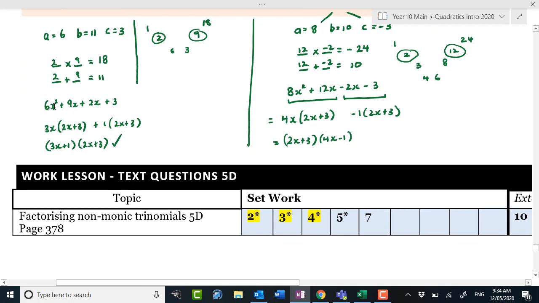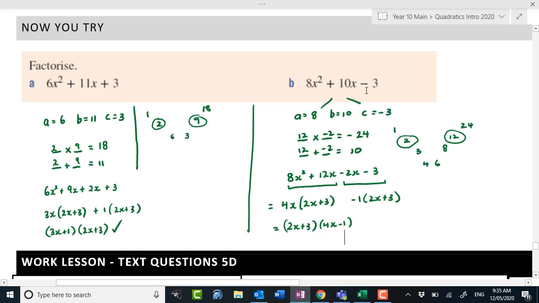I'm grouping those together. The highest common factor is 3x times 2x plus 3. When I get 2x plus 3, I really want that over the other side. So as you can see, we've got 1 times 2x plus 3, and then bringing those together as the highest common factor of 2x plus 3, that multiplies to 3x plus 1, and we are done. And over here, we've got to multiply these two terms, 8 and minus 3. That gives us negative 24.